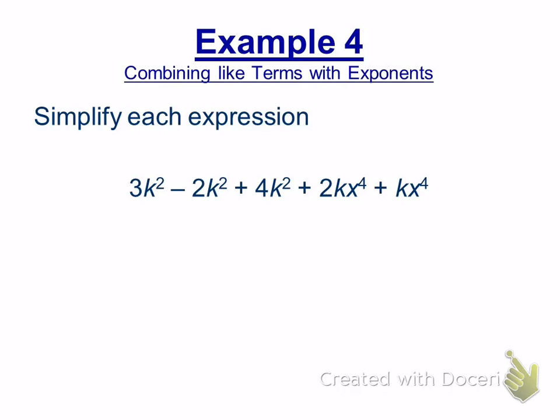Simplifying this, we need to identify the like terms. So, Charlie, which ones of these are like terms? 3k squared and 2k squared, and 4k squared. All right, these three are like terms. Any other like terms? The last two. These two are also like terms, right?